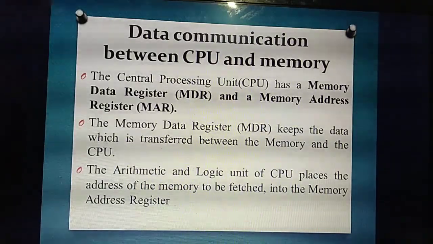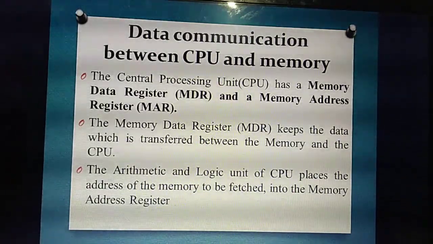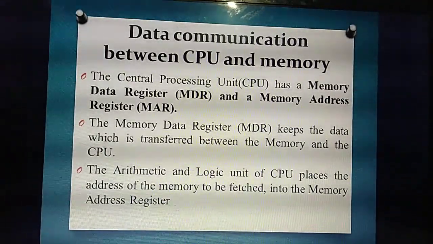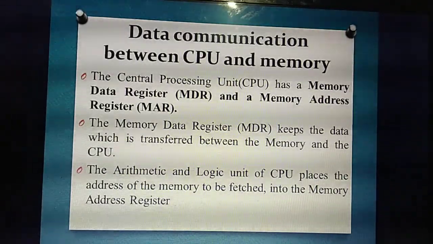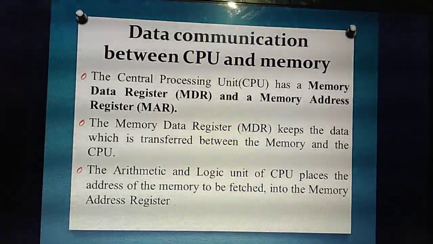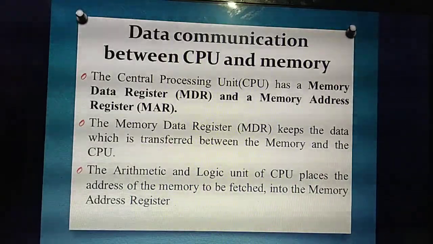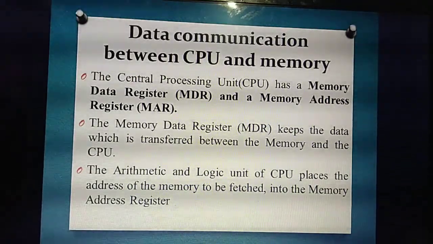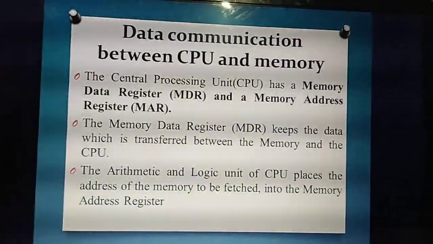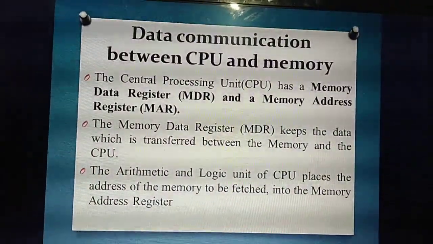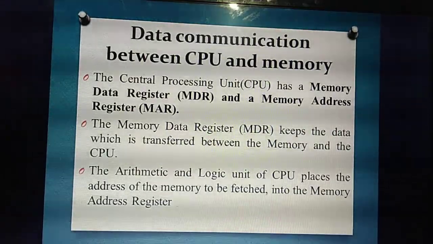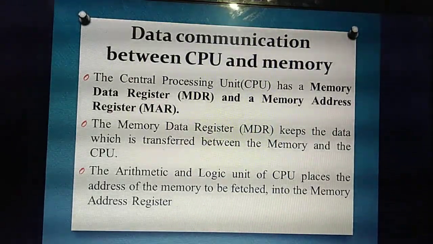Next heading is data communication between CPU and memory. The name itself has data communication. What do you mean by communication? For example, I am talking to you, so I am communicating to you. That is interaction, isn't it? Likewise, data communication between CPU and memory. So data needs to communicate between two devices. What are the devices? CPU and memory.